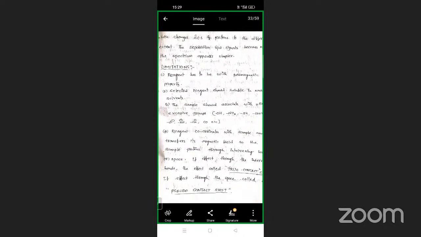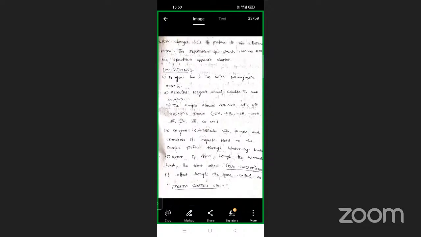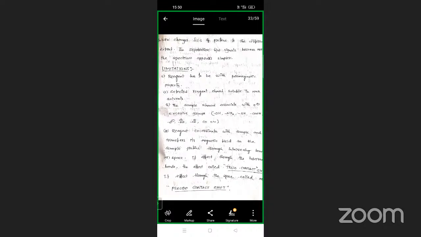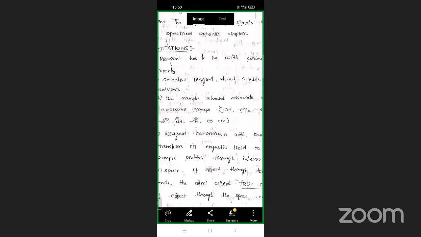Right. So here, the particular sample: if the sample has electron excessive groups like hydroxy group, amino group, acid groups, oxide groups, or carbon monoxide groups, CO groups here, carbonyl groups, nitrile groups, then it is able to form chelation with your lanthanide shift reagent. If your compound or the sample is not carrying such groups, then it won't form a chelation with your lanthanide shift reagent.